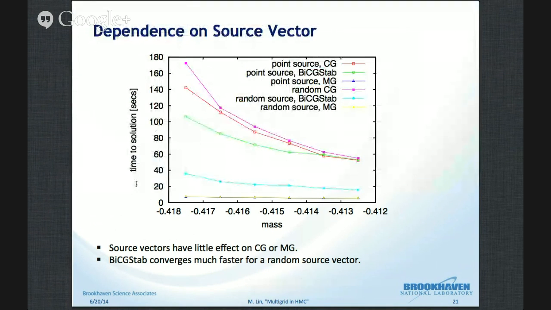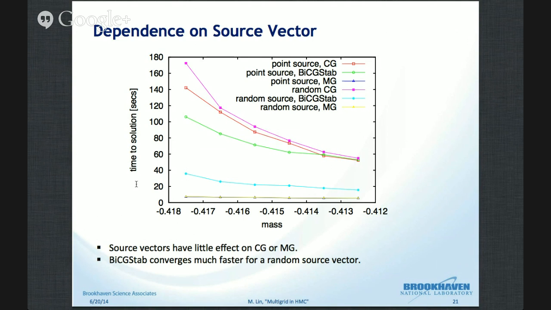Okay, Rich made the point the other day that the performance of the solver can depend on the source vector, and this shows exactly that. So here I show 3 solvers, CG, bi-CG step, multi-grid, with either a point source or a random source. The upper 2 lines are the time to solution for CG with random source and point source, so they don't really make much of a difference.